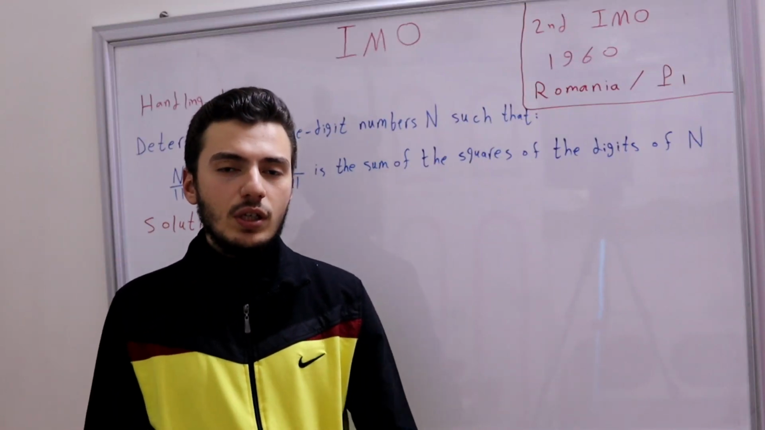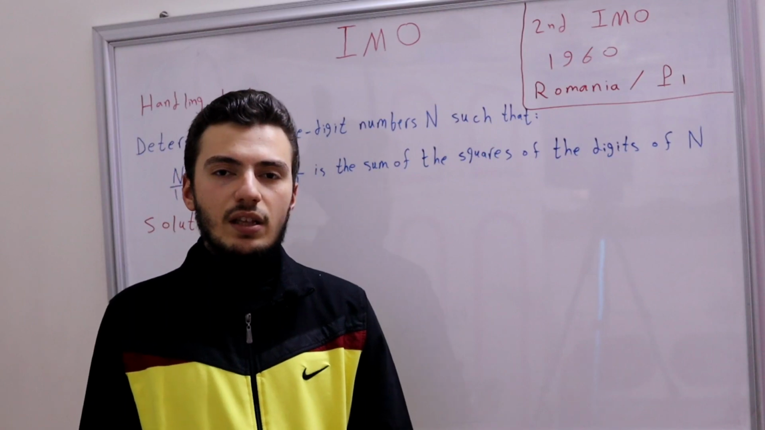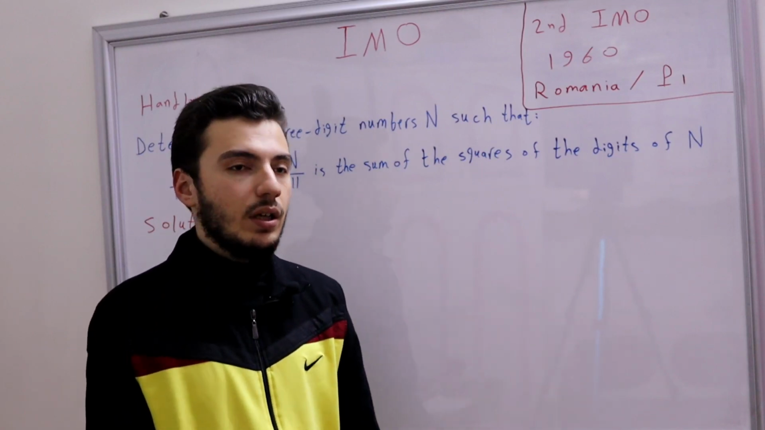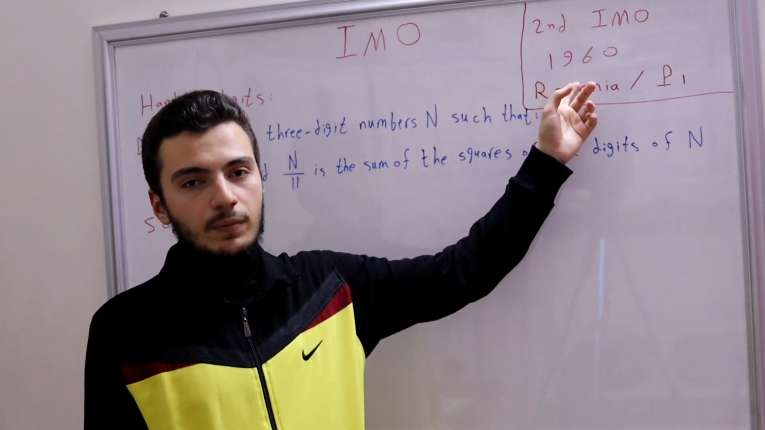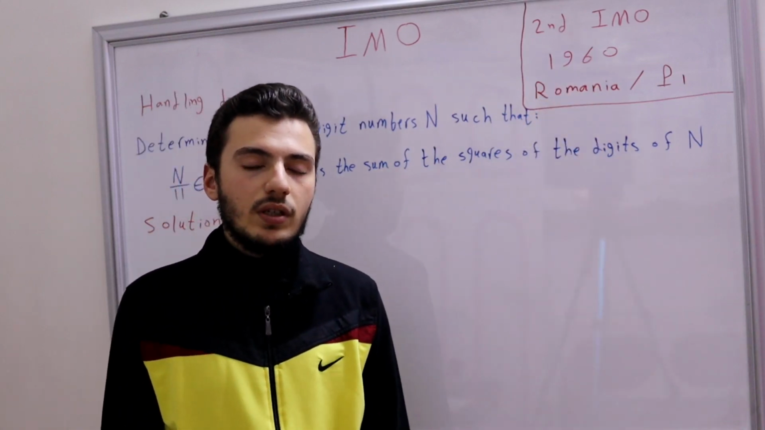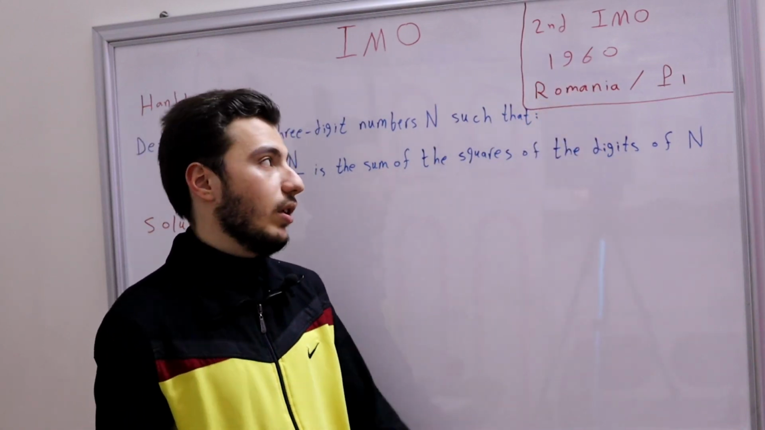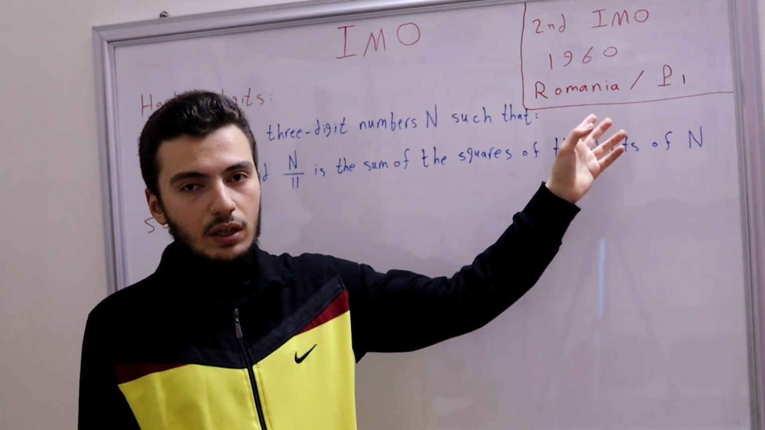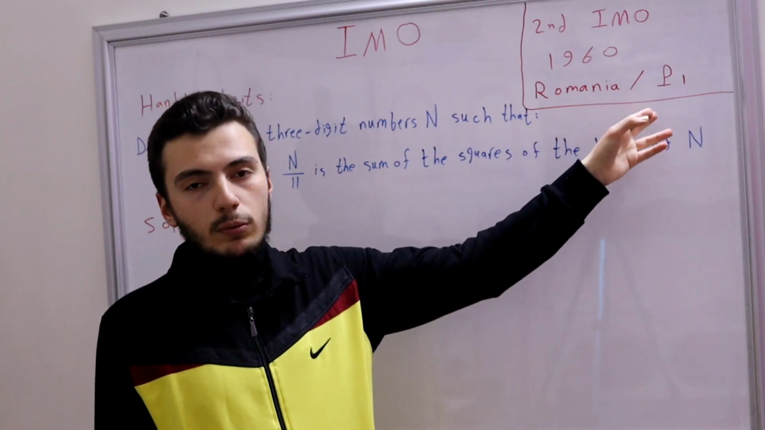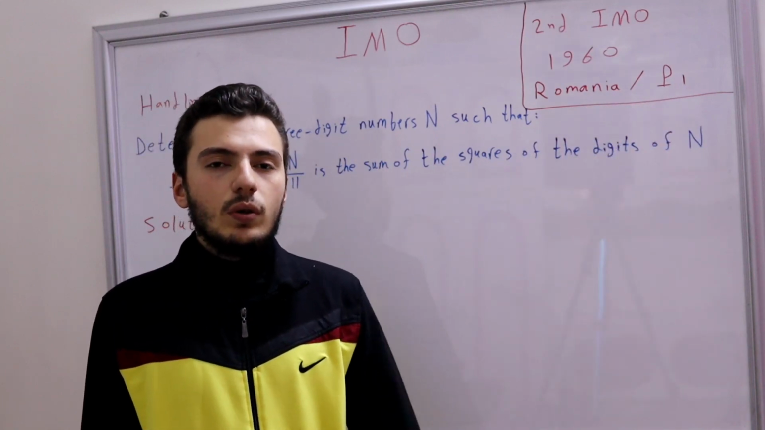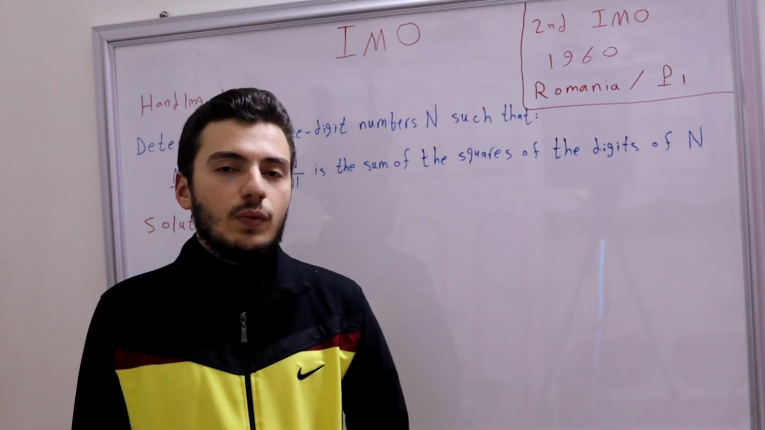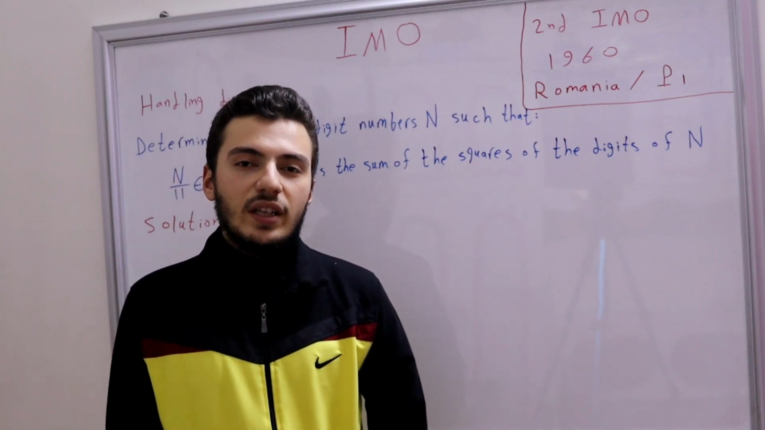So we're going to continue our IMO playlist, and in this video we'll begin with the second IMO, which was held in Romania in 1960. In the last two videos we discussed the first IMO, which was in 1959, and in this video we're going to discuss the second IMO, and we're going to start with problem 1. As you saw, problem 1 of the first IMO was pretty easy. So will that happen again? Well, let's see and get started.